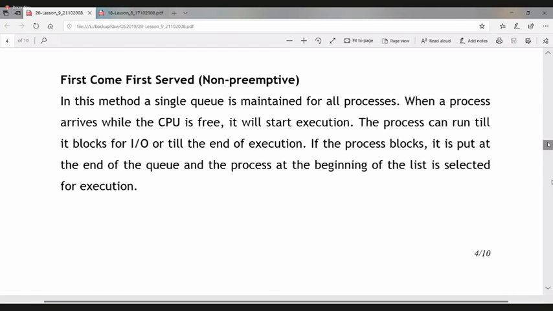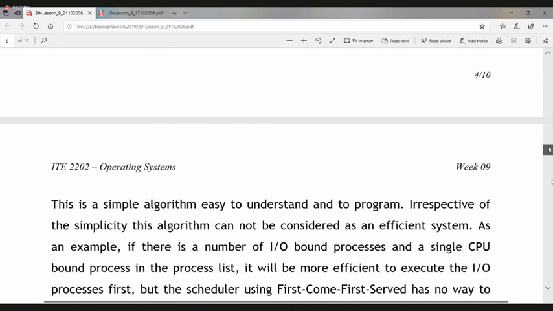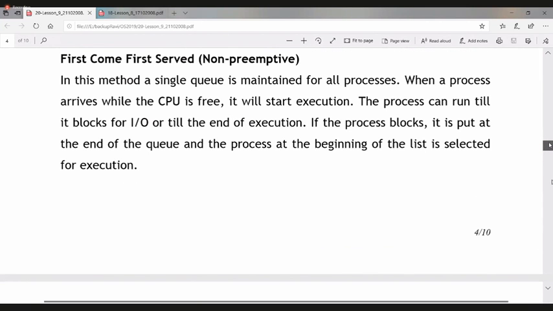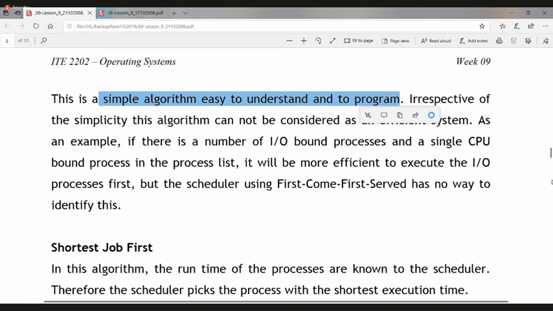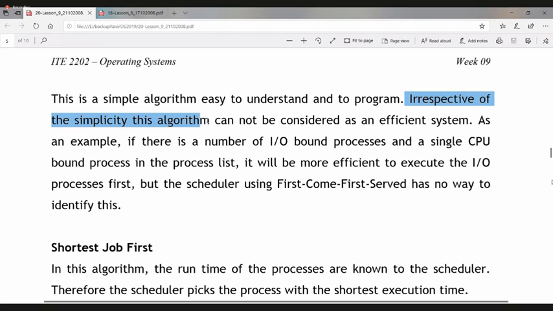You see this in any place where there's a queue, like a bank counter. Normally it is a very simple algorithm, easy to understand, and easy to program as well, right? But irrespective of the simplicity of this algorithm, it cannot be considered an efficient system. Even though it is simple, it is not efficient.